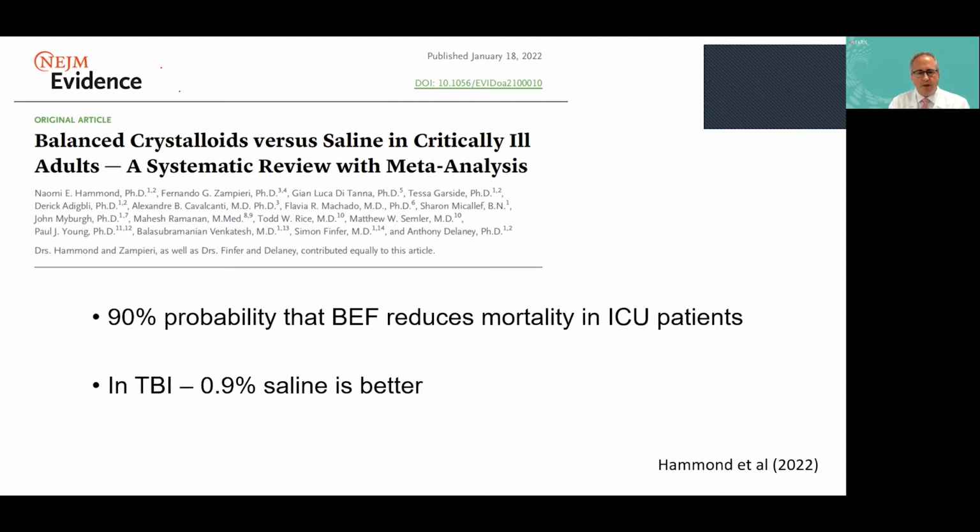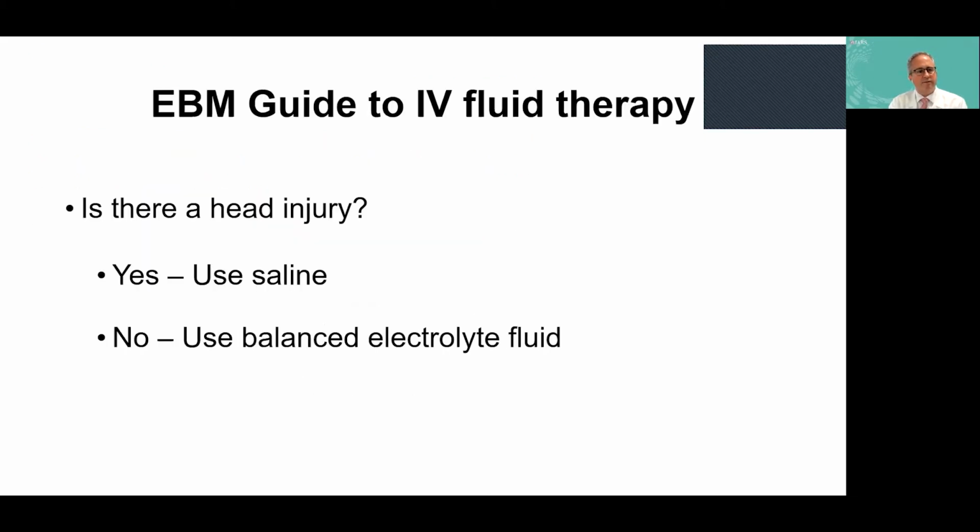Bringing this all together, the same day that they published the PLUS trial, Naomi Hammond and colleagues, again from the ANZICS group, conducted a really elegant systematic review with a nice meta-analysis using a sort of Bayesian approach. In other words, taking into account what we think we knew before. And they conclude that overall, there's a 90% probability that balanced electrolyte fluid reduces mortality in ICU patients. That's a pretty good bet if you're a betting person and you've got to make a decision at the bedside, with the notable exception of traumatic brain injury, of course, in which we know now that 0.9% saline is a better choice. So here's Andy's EBM guide to IV fluids in 2020.